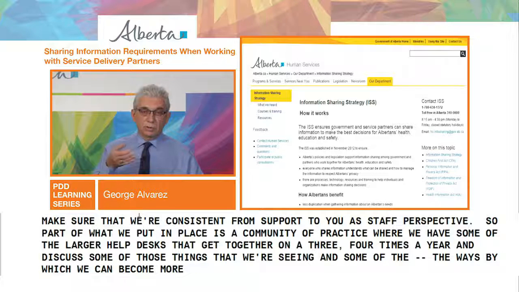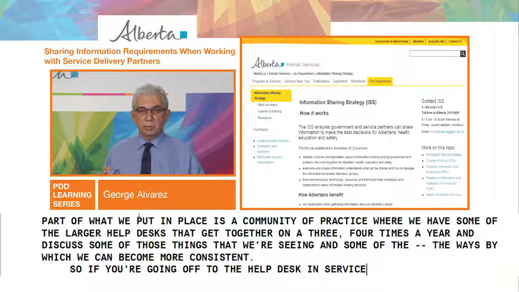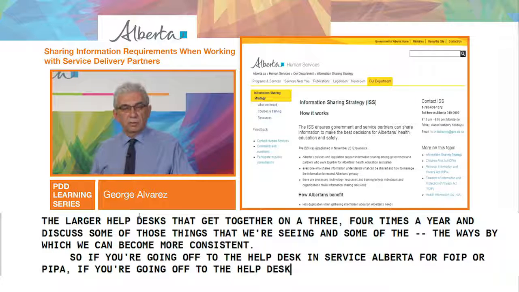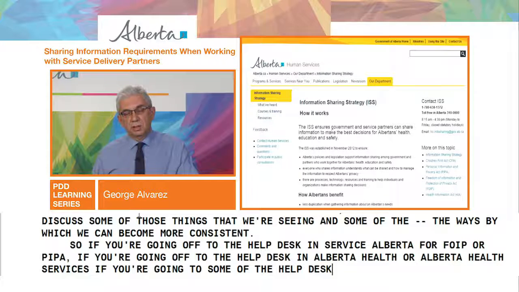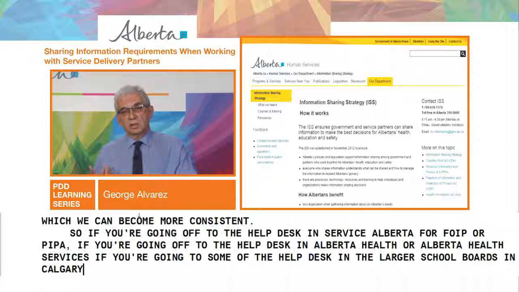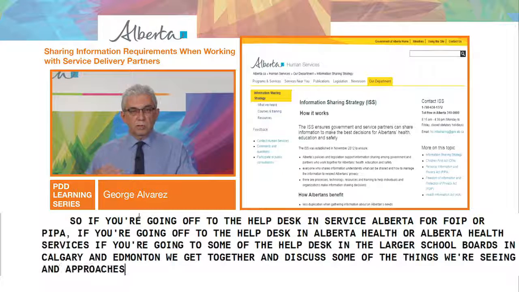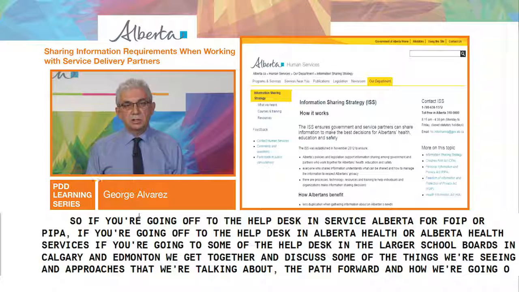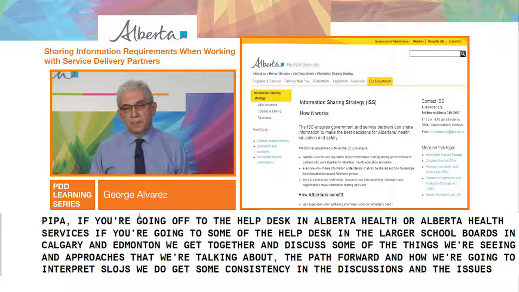So if you're going to the help desk in Service Alberta for FOIP or PIPA, if you're going to the help desk in Alberta Health or Alberta Health Services, if you're going to the help desk in some of the larger school boards in Calgary and Edmonton, we get together and discuss the things we're seeing, the approaches we're talking about, the path forward, and how we're going to interpret legislation so that we get some consistency in the discussions and the issues that arise.